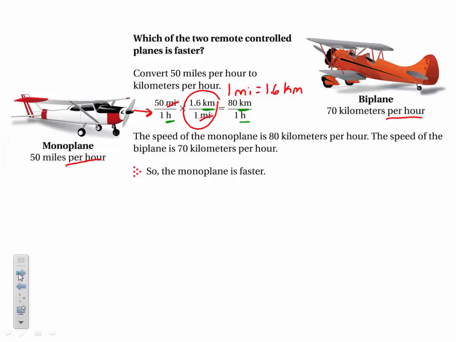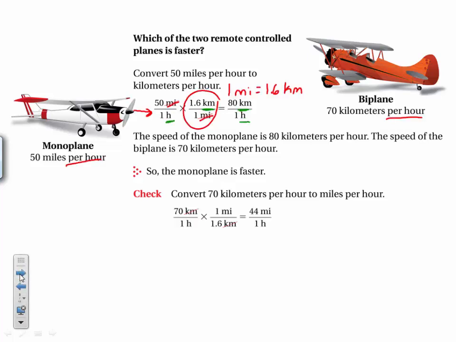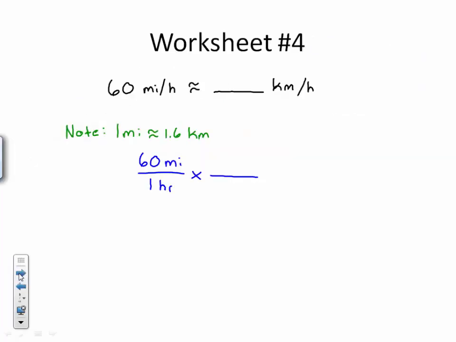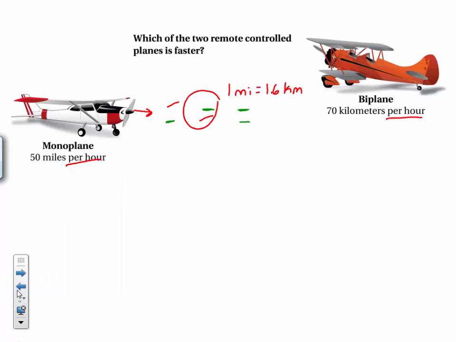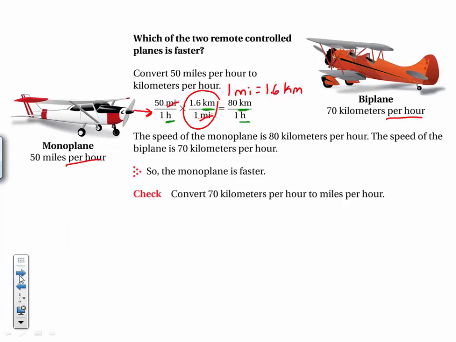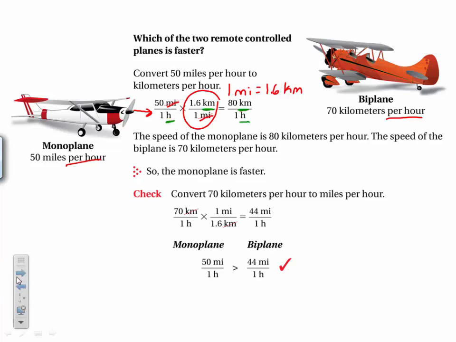So that helps you out. You can always check your answer if you need to, converting 70 kilometers per hour to miles per hour, and do it the other way. We only did the miles to kilometers, but you could have done kilometers to miles and still compared it that way. So still the biplane is faster. Or just kidding, the monoplane is faster. Okay, now try 4 on your worksheet.